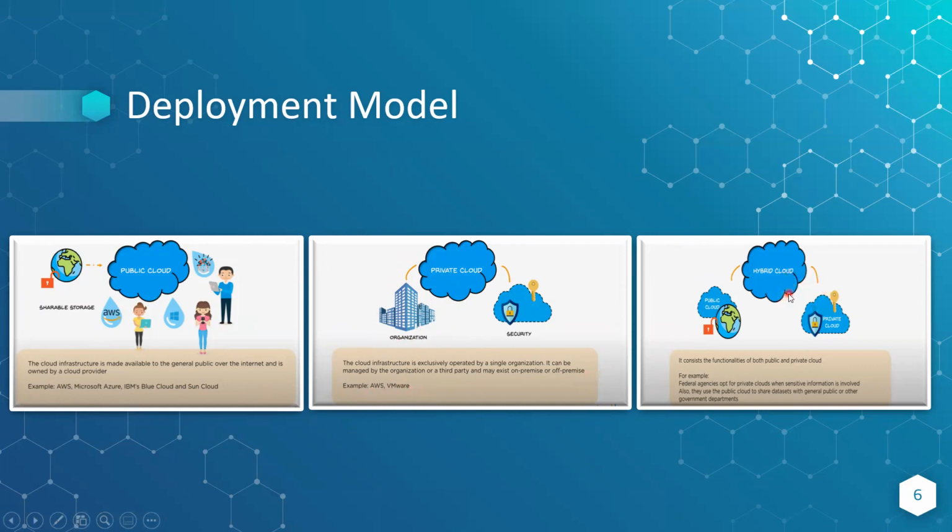And a hybrid cloud is basically a mixture, you can say a combination, of public cloud and private cloud. For example, federal agencies opt for private clouds when sensitive information is involved. Also, they use a public cloud to share data sets with the general public or other government departments. So examples of hybrid cloud are Google Cloud, Google Drive, and Gmail.